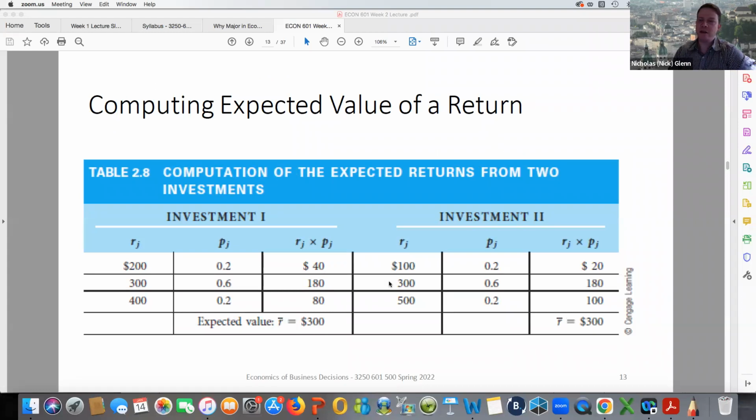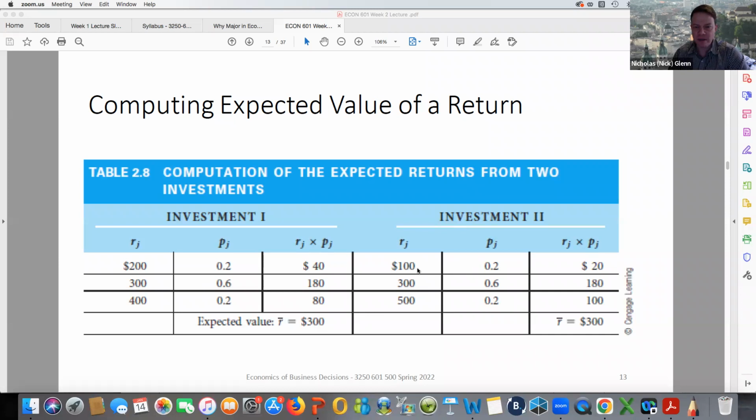All right, and how do you do that? Well, you have to take each of these returns and multiply them by the probability that they're going to happen. This is how you average it out. So you take this 200, multiply by 0.2, you get 40. 300 by 0.6, you get 180, and so on. You add all these up, and this gives you your expected value, so it's 300. What about investment 2?